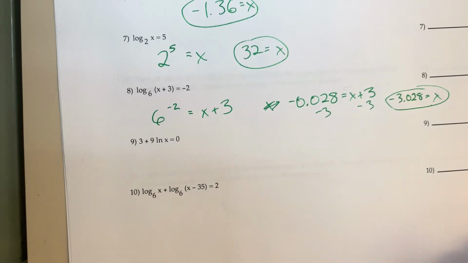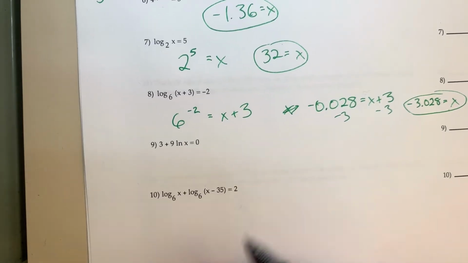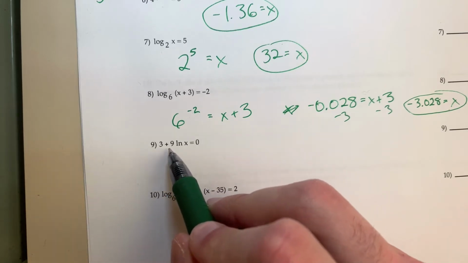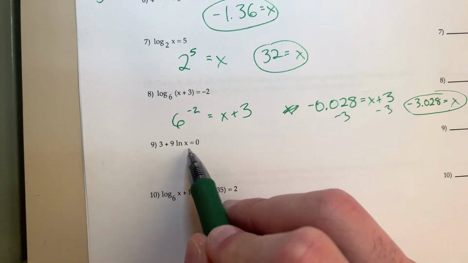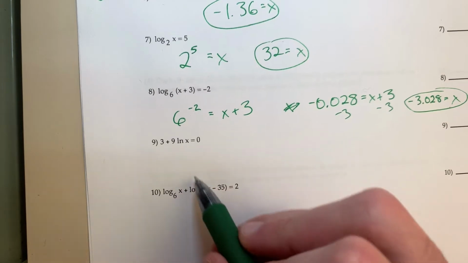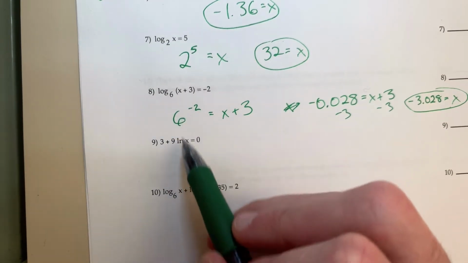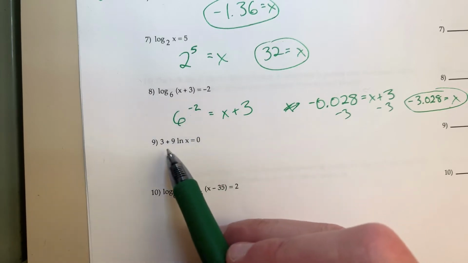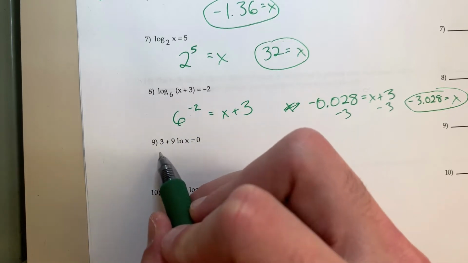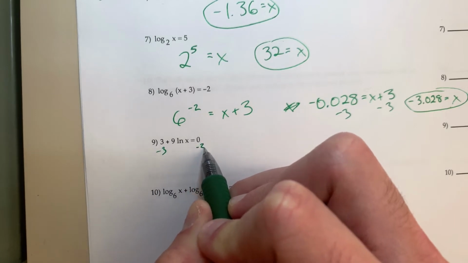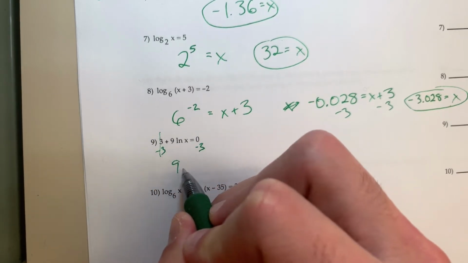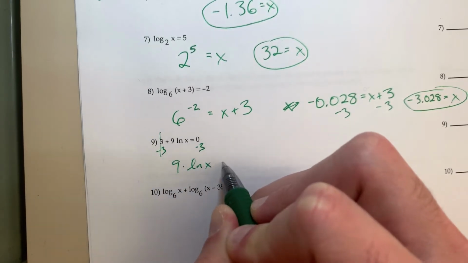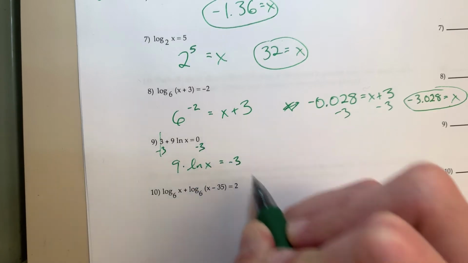All right, a couple more of those, and then we're moving on to other problems. Okay, so number 9, 3 plus 9 times the natural log of x equals 0. Okay, so now when I convert this to an exponential, I want it to be just the logarithm on that side, right? And so I have these extra values that I want to cancel first. So I'm going to minus 3, 9 times natural log of x equals 0 minus 3, negative 3.